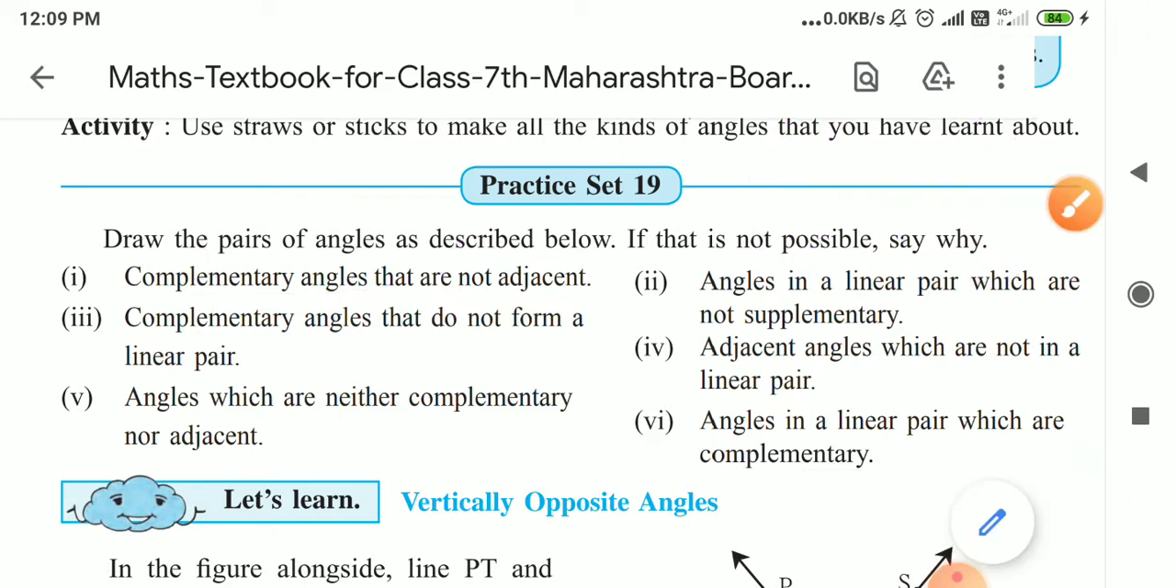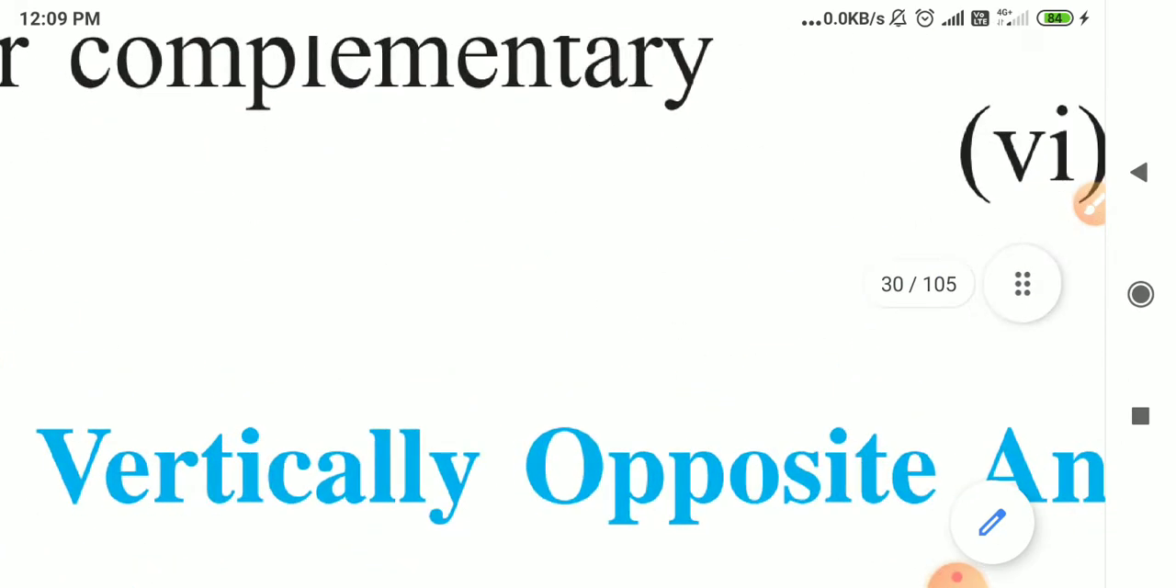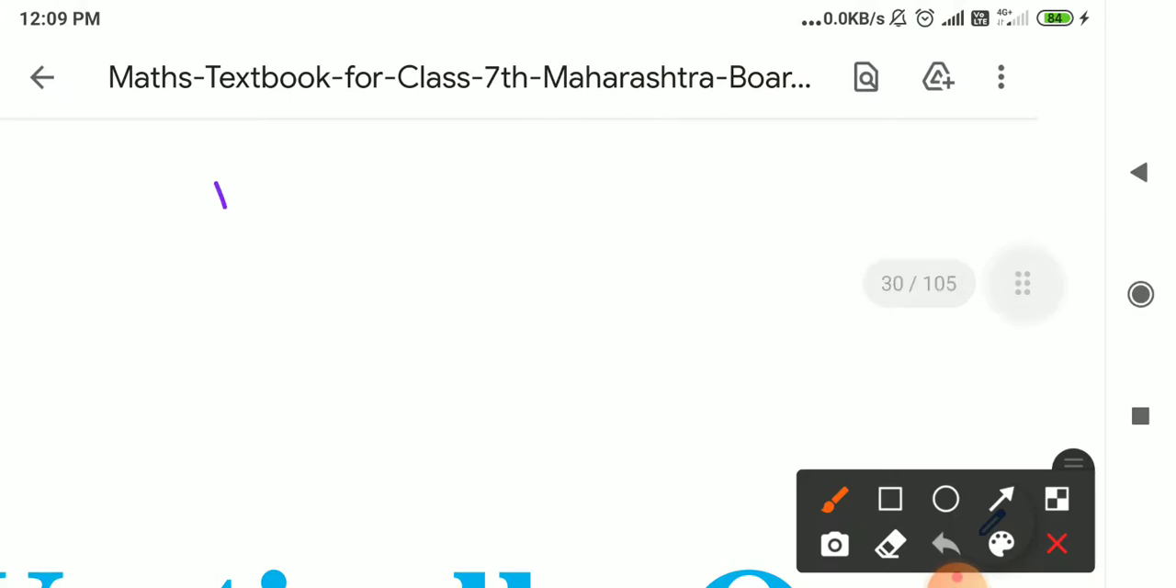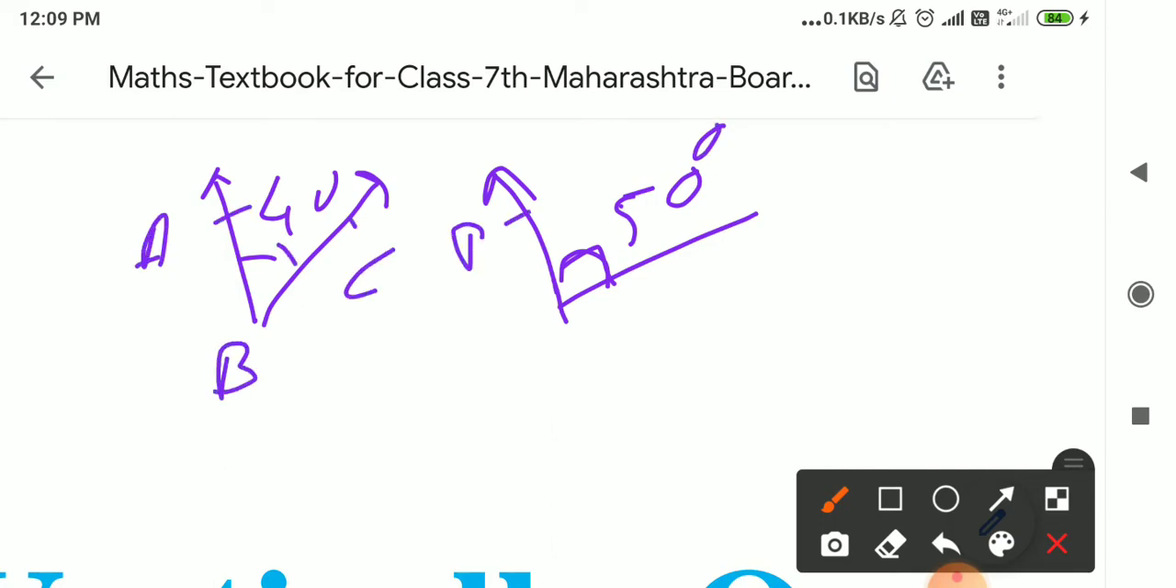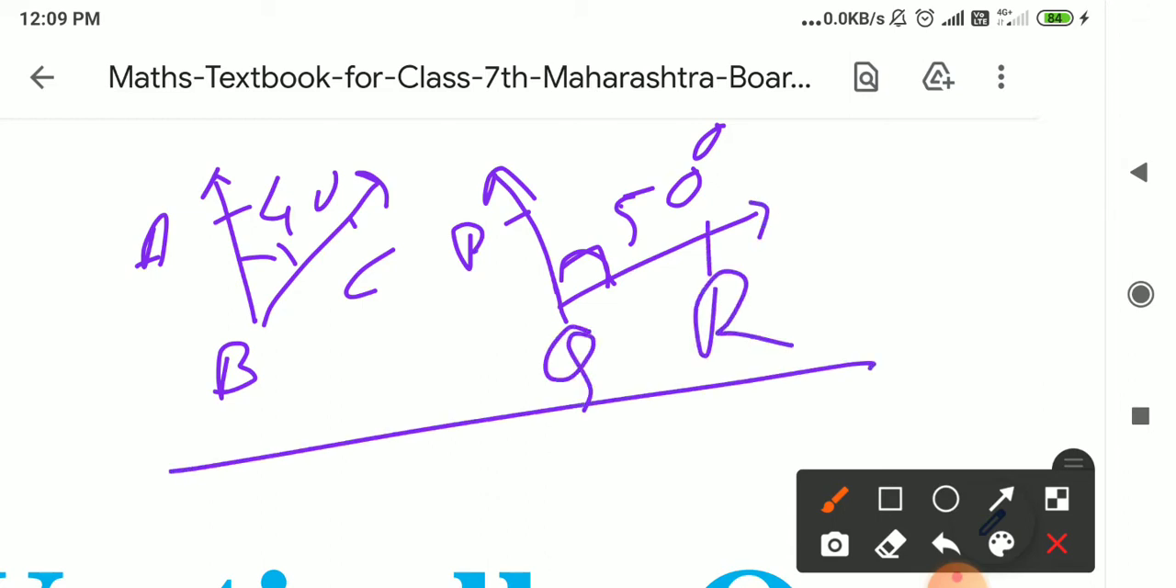So complementary angles are sometimes adjacent and sometimes they are not. If I draw the angles this way, suppose this is one angle, its measure is 40 degrees, and one more angle I will draw, its measure is 50 degrees. They are complementary, but they are not adjacent angles. If such a situation is there, it is possible.